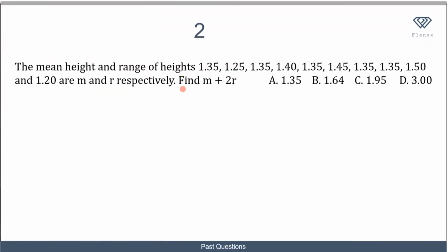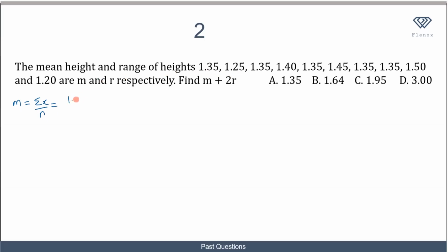So in this second question, we are told that the mean height and range of the heights, this 1.35 all the way down to 1.2, are M and R. So the mean is M and R is the range. We are now told to find M and 2R. So the first thing we want to do is find the value of M, and we know that M is the mean. So the mean M is what? Summation of x over n. So we have to sum up all these values.